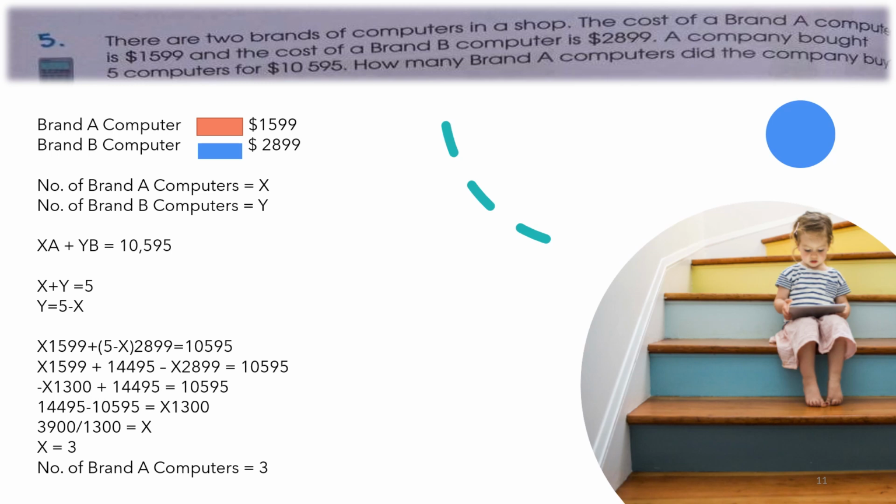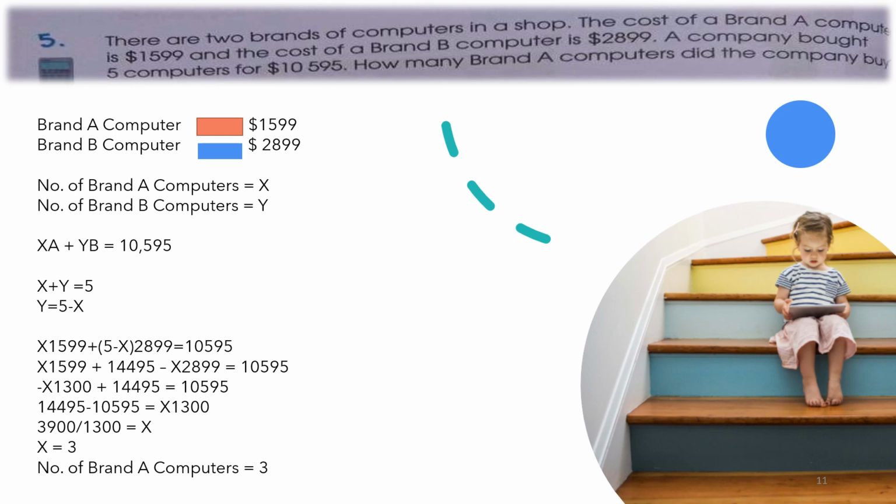Why did we do this? Because we wanted an equation in terms of a single variable, so we are able to find the value of that variable, and by putting the value of that variable into our second equation, we find the value of the other variable.